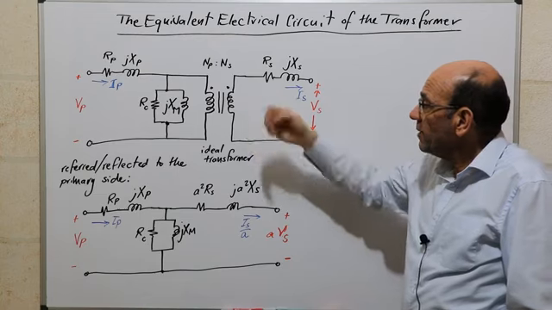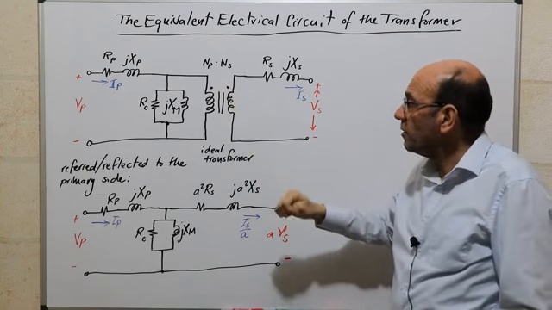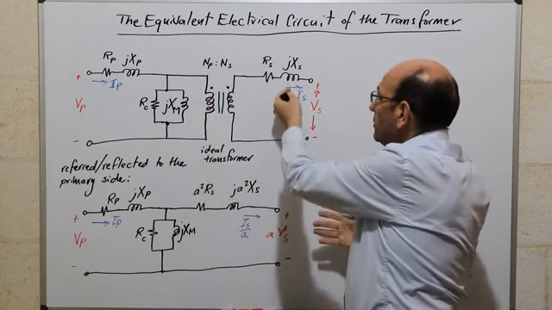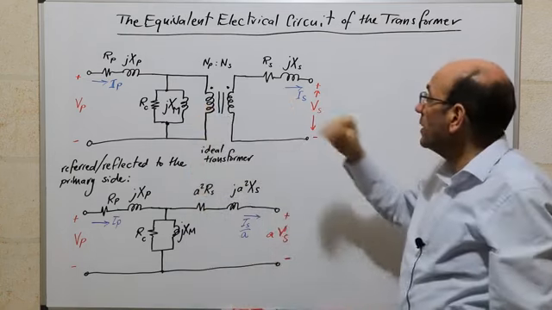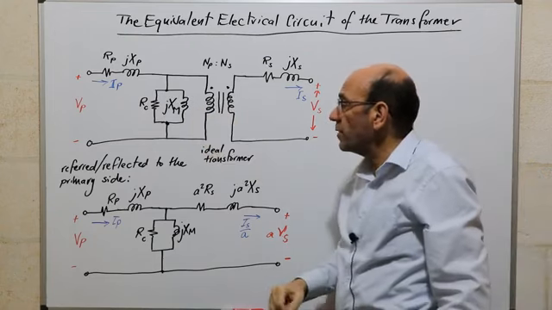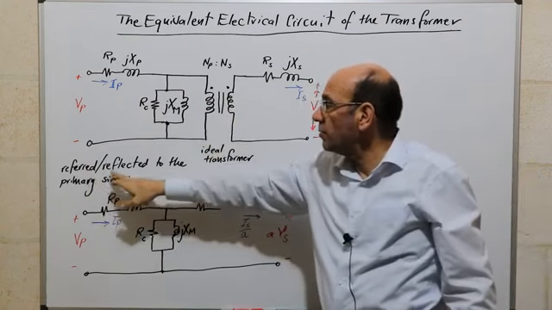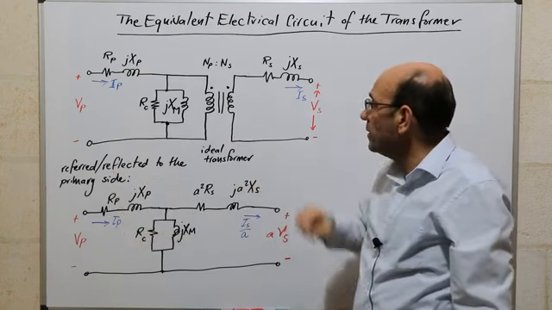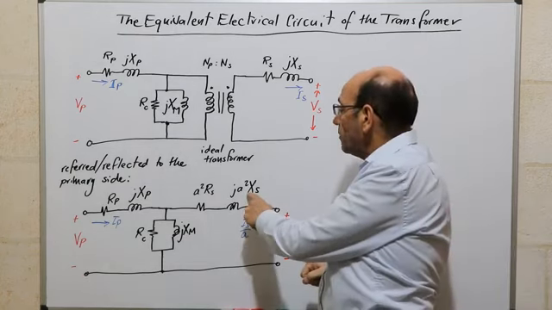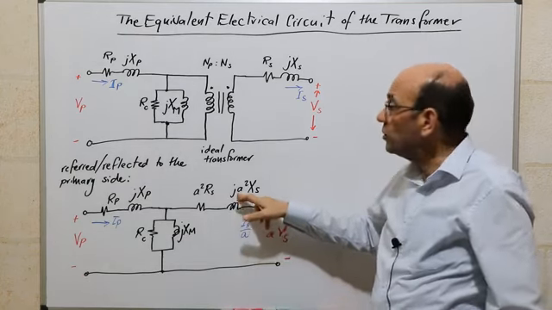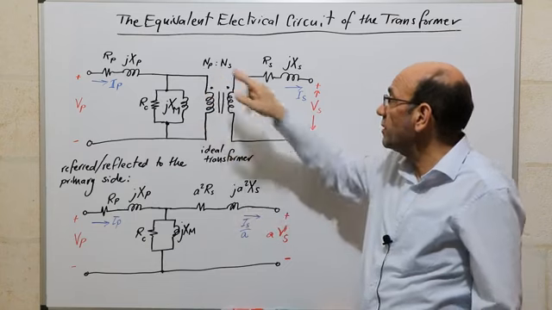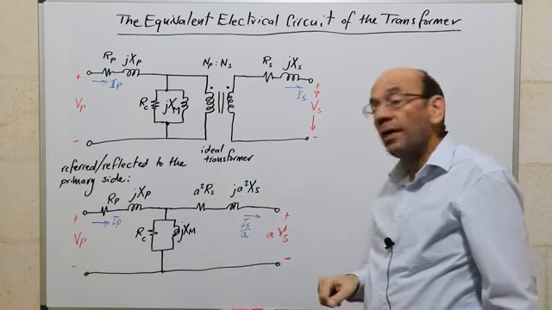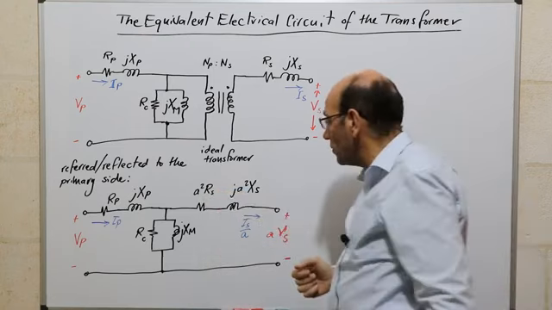So following simplification of the model, this was the model of the single-phase transformer. The first simplification involved reflecting the resistance and the reactance of the secondary onto the primary. Hence this phrase here, referred or reflected to the primary side. And we see that in order to do that, we remove the ideal transformer. We multiply the reactance by A squared, where A is the turns ratio, A is NP divided by NS. And we multiply the resistance of the secondary by A squared. So this is the first phase of simplification.